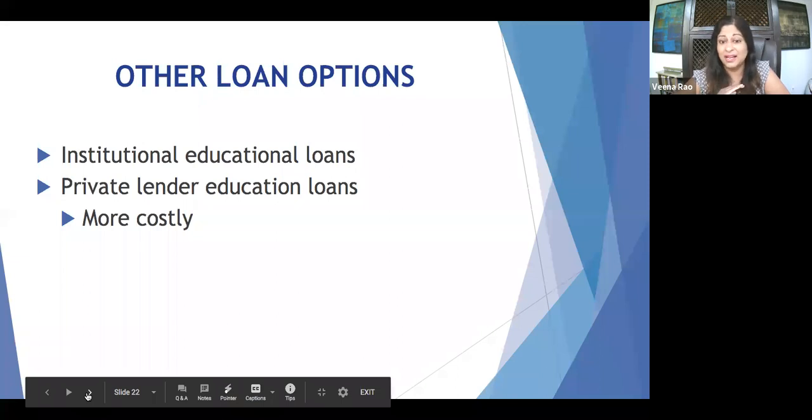The other really expensive borrowing option obviously is the private lenders, meaning your banks offering you loans to be able to pay for education. Again, you have to be aware of the costs of borrowing and how much it'll ultimately cost you to have taken out money to pay for education.